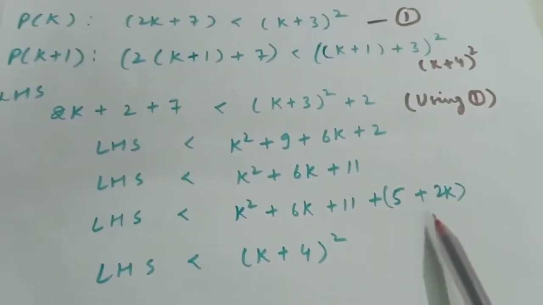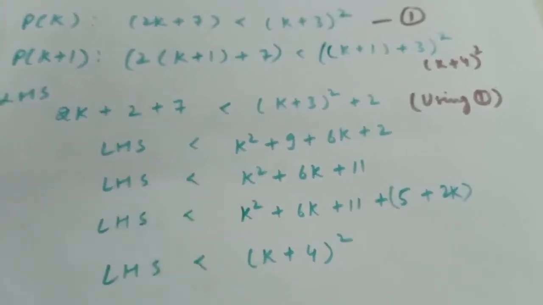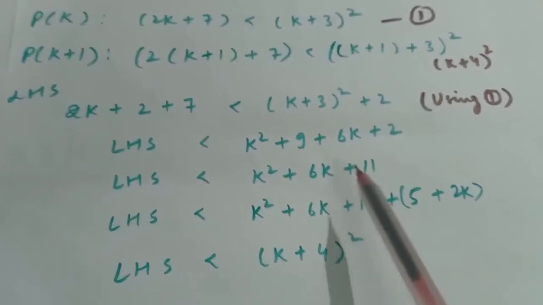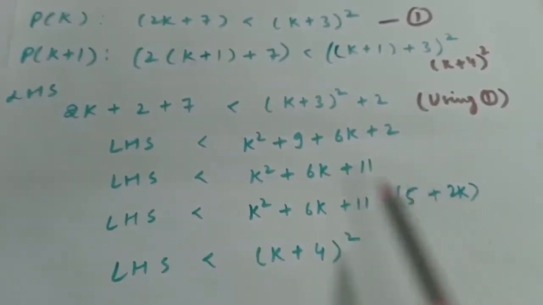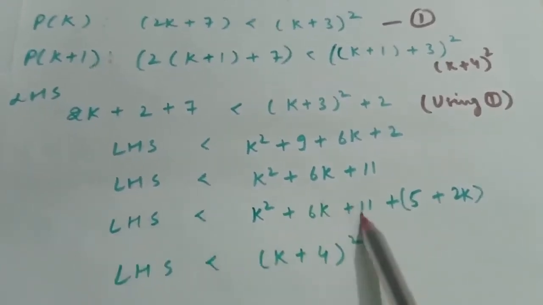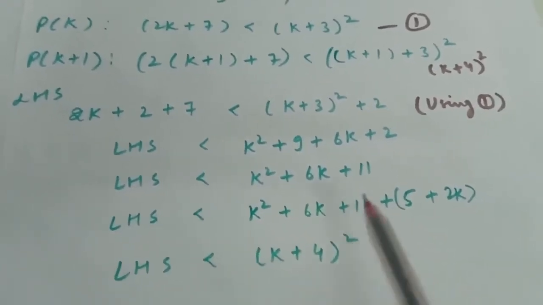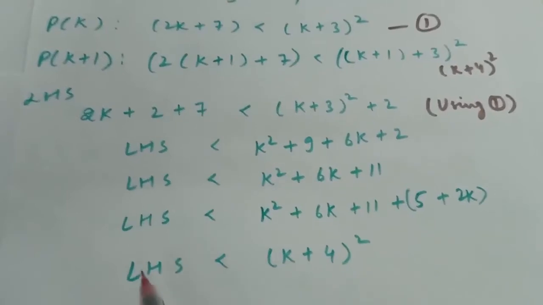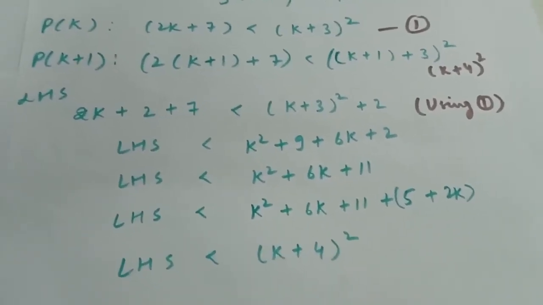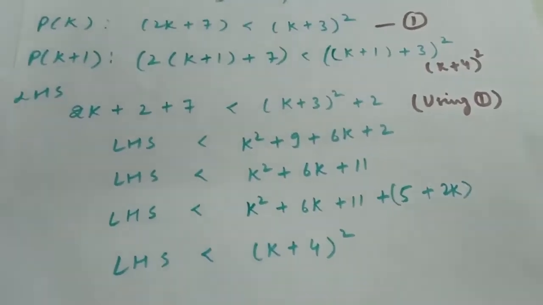Also we can add this. Why? Because if our LHS is less than this term, then we are adding some term to this term. So LHS will be less than this term, right? And this is our (k plus 4) whole square. So we got that LHS is less than (k plus 4) whole square, that is Pk plus 1 is also true.